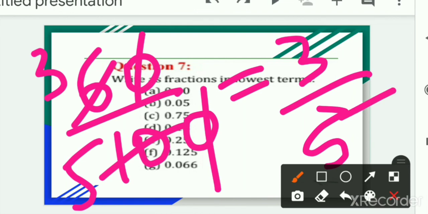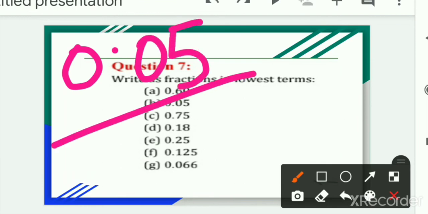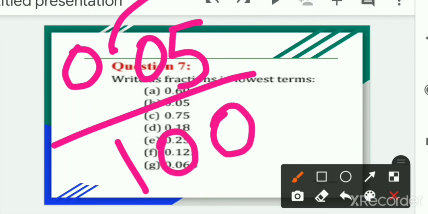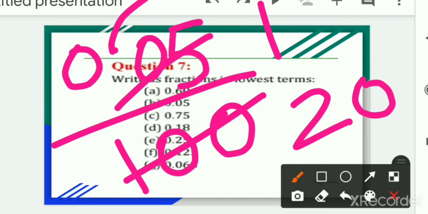Okay. Now next we have 0.05. So we will remove the point, we will add zeros, we will get 2 zeros here, so it will be 100. So 5 ones are 5, 5 twos are 10 and 0. So it will be 1 upon 20.